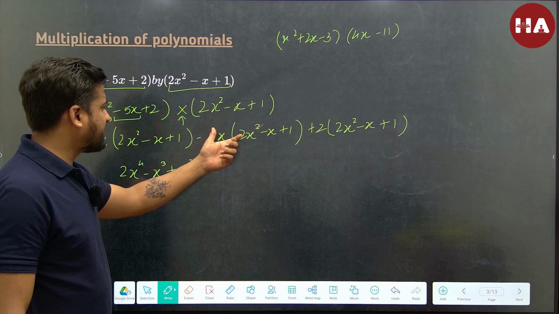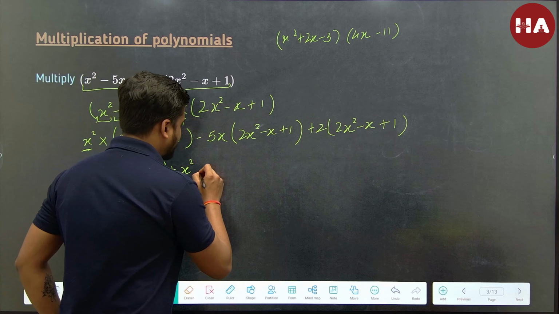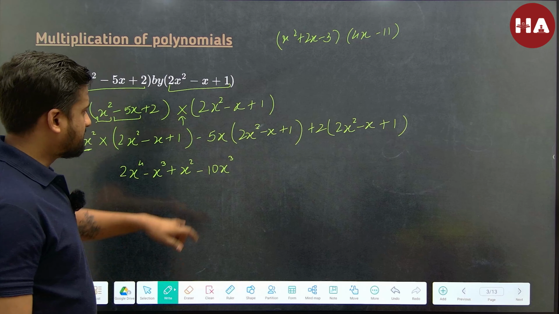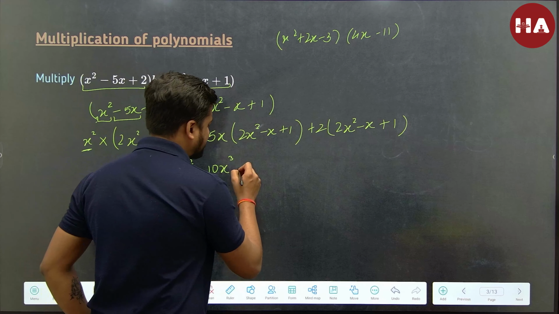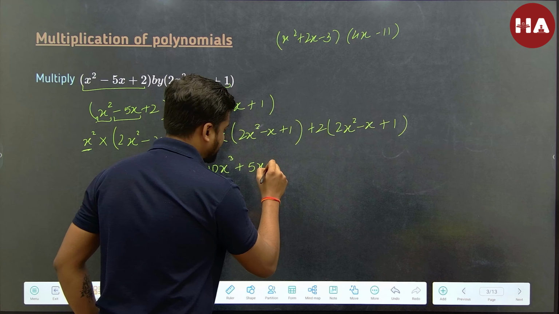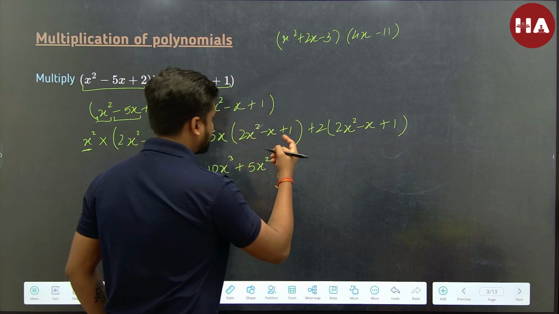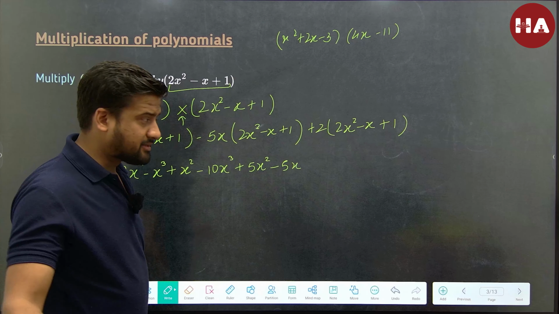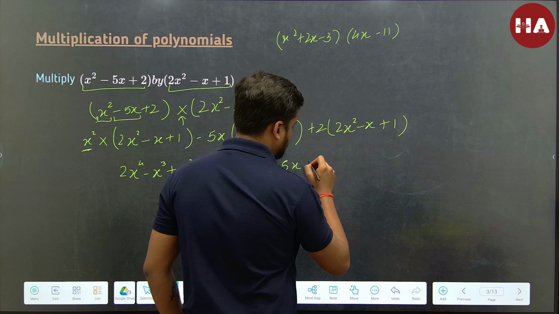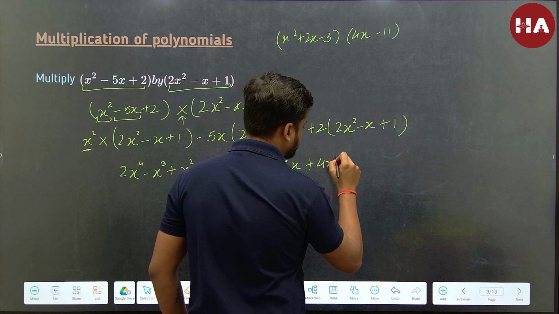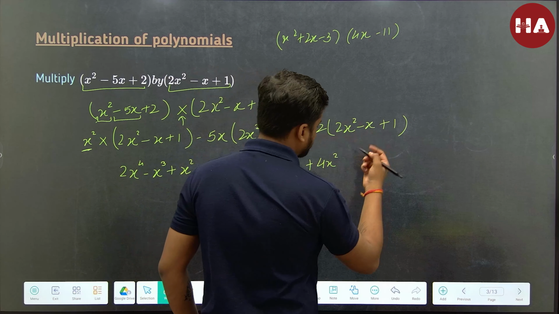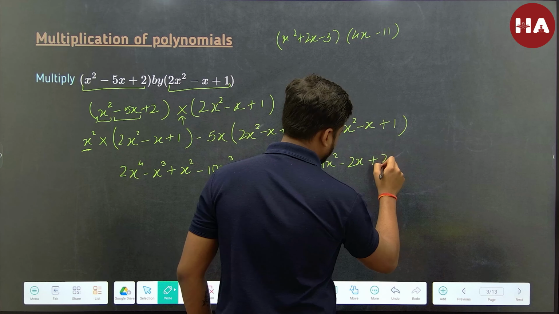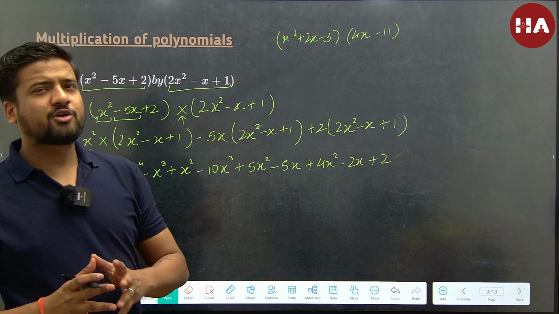Now minus 5x times 2x square is minus 10x cube. Minus 5x times minus x is plus 5x square, and minus 5x times plus 1 is minus 5x, right? The third one, 2 times 2x square is 4x square, plus 2 times minus x is minus 2x, 2 times 1 is 2. That was our first phase.